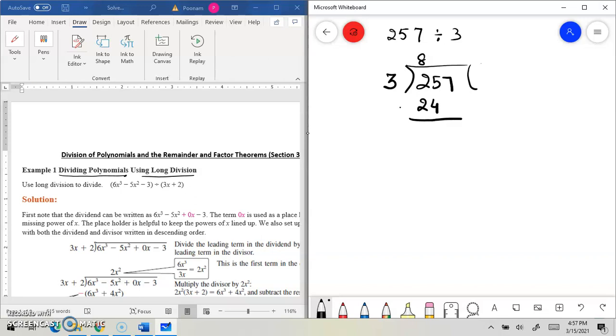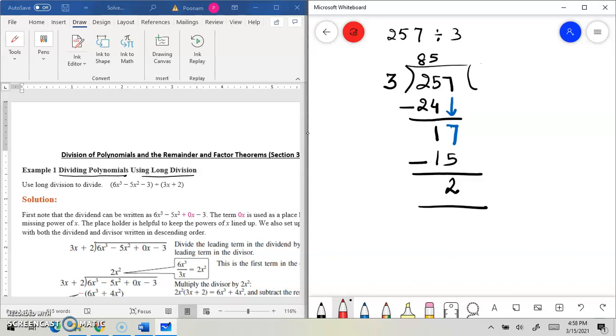You subtract. You are left with 1, and then this 7 comes down, the next number. We have 17. Now we see in 3's table where 17 comes. That will be 5, closest. 3 times 5 is 15. We subtract and we get 2. Now 2 is smaller than 3, so we stop.